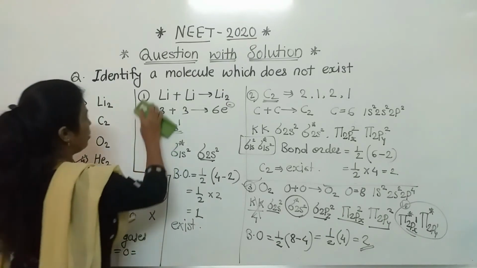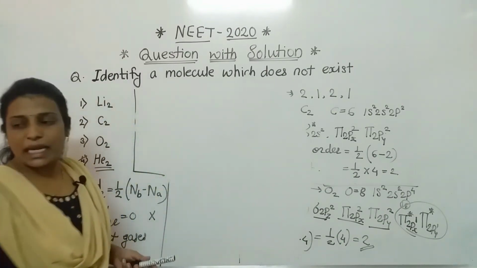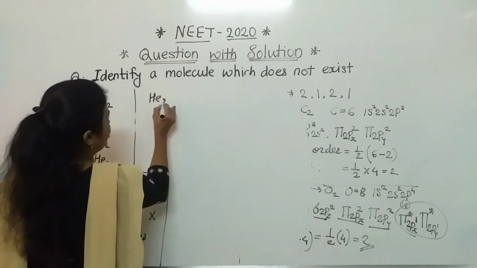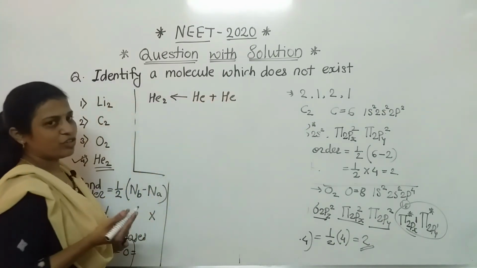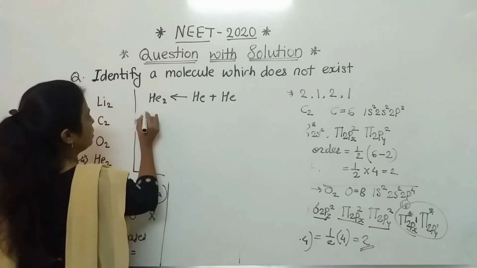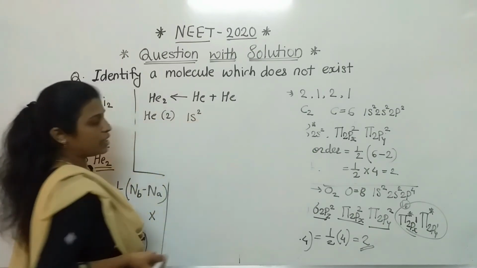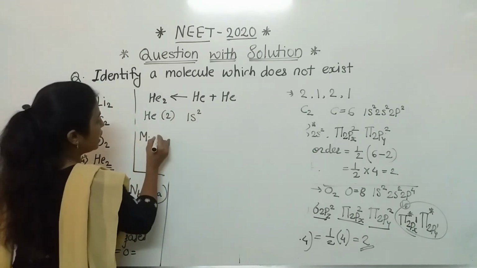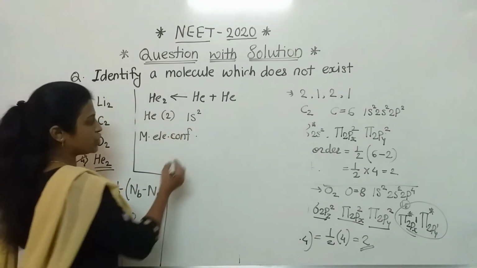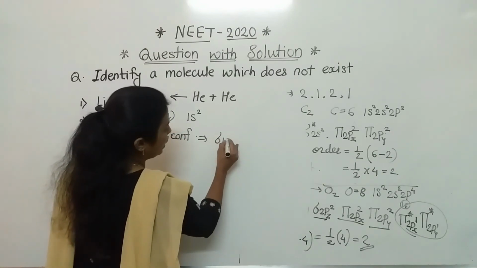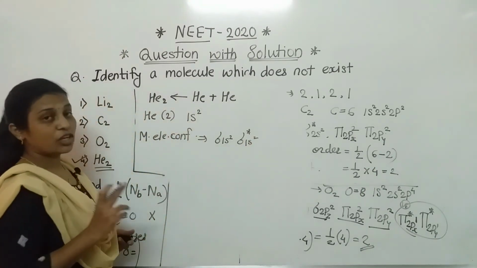What about helium? Now I will explain it here only. If we consider helium molecule formation, He2, that formation will take place when helium combines with another helium, which is not possible, but for understanding purposes. As we know helium's atomic number is 2, so its electronic configuration will be 1s2. The molecular electronic configuration I am going to write here will be sigma 1s2, sigma star 1s2.